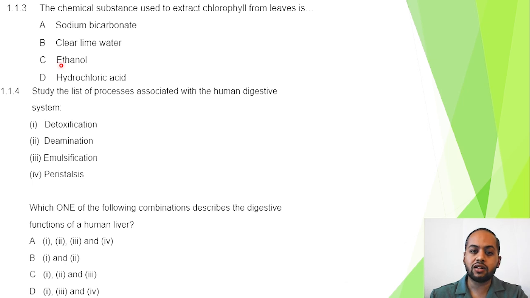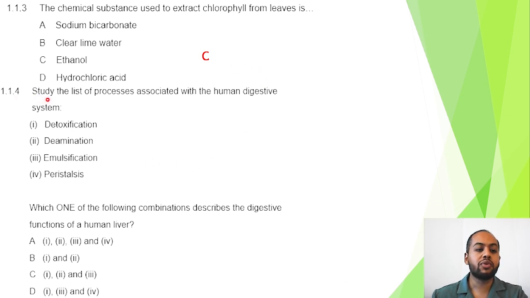Ethanol. What is ethanol used for? Ethanol is used to remove and extract chlorophyll from the leaves of plants, which coincides with the question. Lastly, hydrochloric acid. This was focused on in animal nutrition. We did not speak about hydrochloric acid in photosynthesis. Therefore, the correct option is C, ethanol.